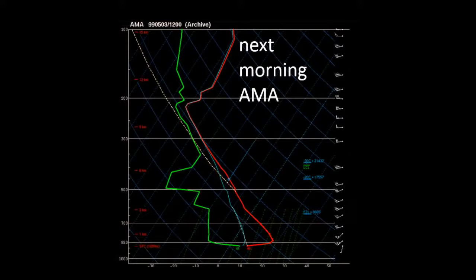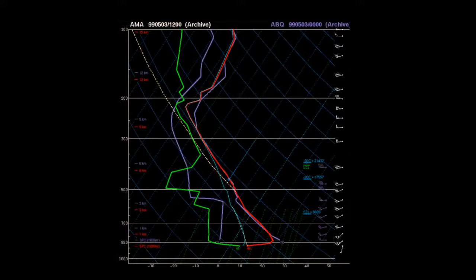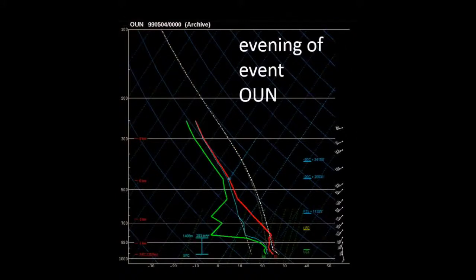Now here's Amarillo the following morning. The flow is generally out of the west in that layer. And if you look at it, the lapse rates in that layer, from just below 500 millibars to just above 850 millibars, are pretty similar. So what we're doing is transporting the mixed layer from Albuquerque out over the high plains.